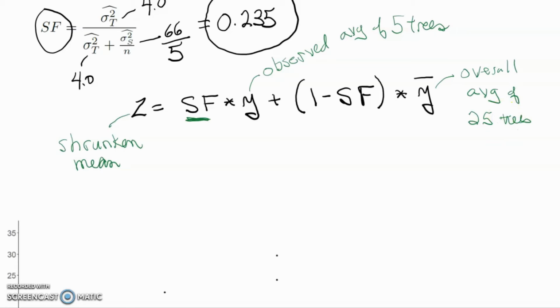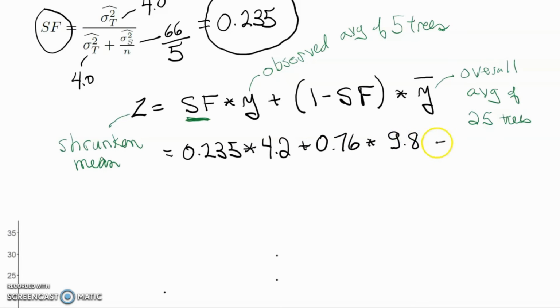So if we plug in some numbers, what we're going to see is Z is equal to 0.235 times the observed value of those 5 seedlings associated with the second tree, which was 4.2, plus this turns out to be 0.765 times Y bar, which was 9.8. And that's going to turn out to be a value of 8.5. But let's think about what we've got here.